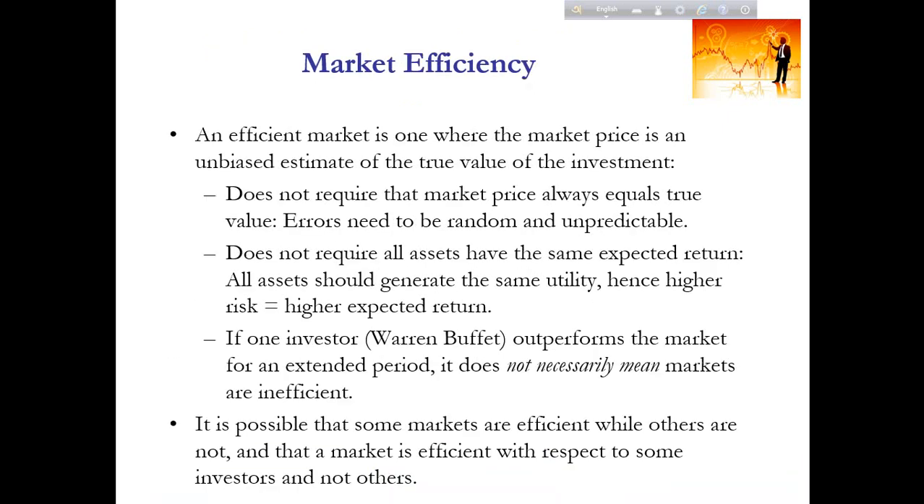So let's go back to the principles of market efficiency and just recap what it's all about. We know that an efficient market is one where all information is incorporated instantaneously and without bias. Market prices therefore should be unbiased estimates of the true value of an investment. There are a few key aspects of market efficiency. While the market price should be an unbiased estimate of true value, it does not mean that the market price should always actually equal true value. It's just that any mispricing needs to be random and unpredictable.